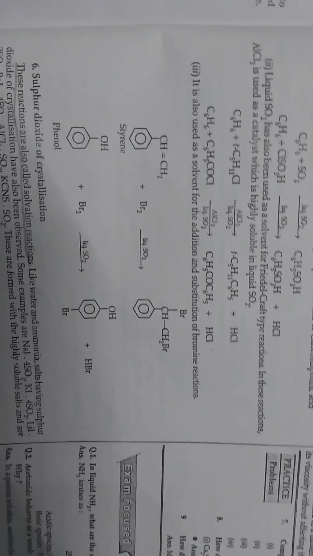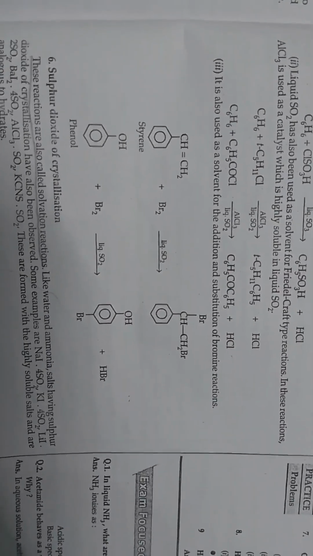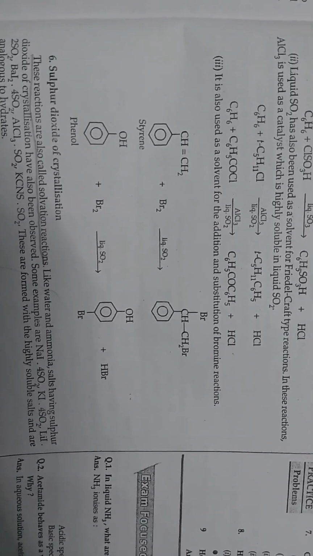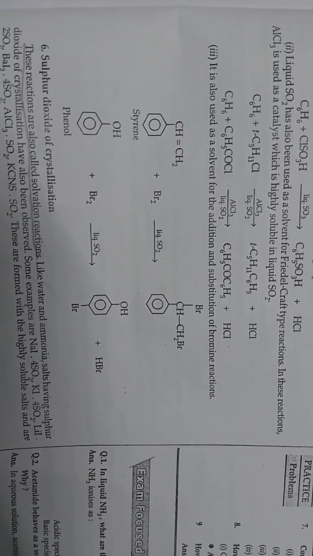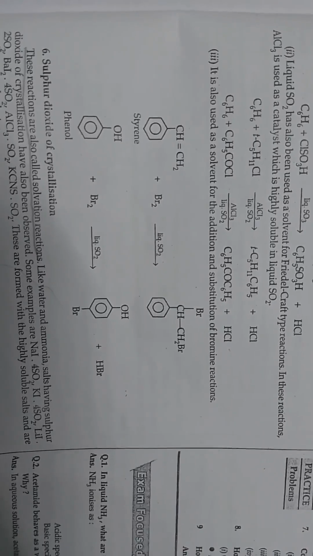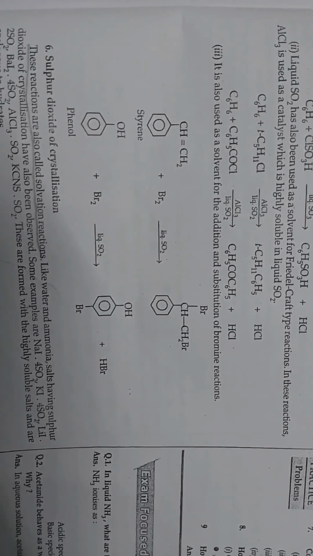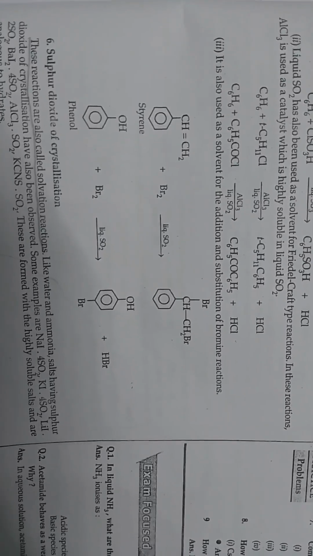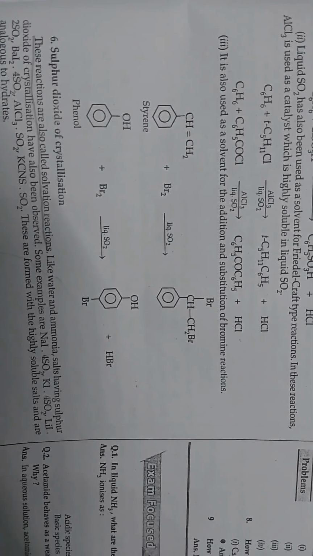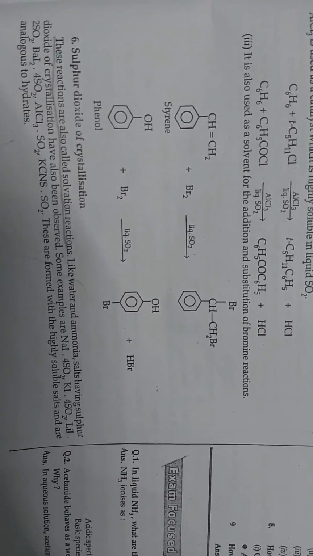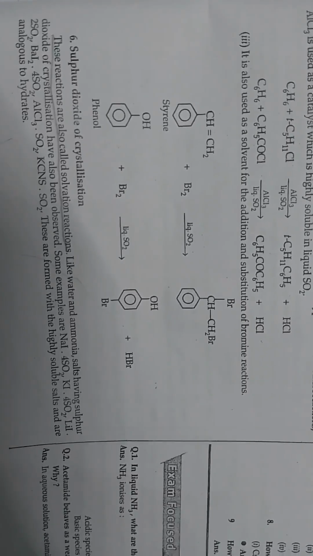Number 2, liquid SO2 has also been used as solvent for Friedel-Crafts type reactions. In this reaction, AlCl3 is used as a catalyst which is highly soluble in liquid SO2. C6H6 plus tC5H11Cl, with AlCl3 in liquid SO2, gives tC5H11C6H5 plus HCl. C6H6 plus C6H5COCl with AlCl3 in liquid SO2 gives C6H5COC6H5 plus HCl.